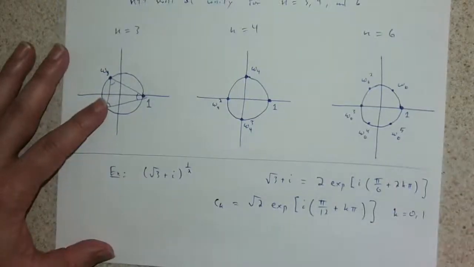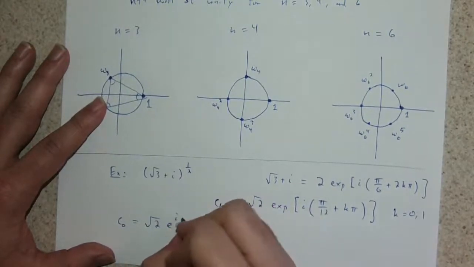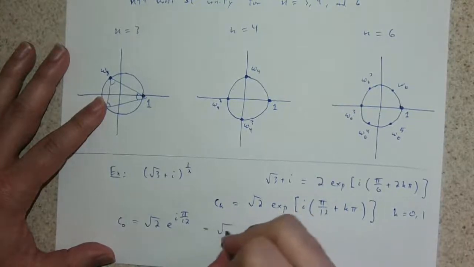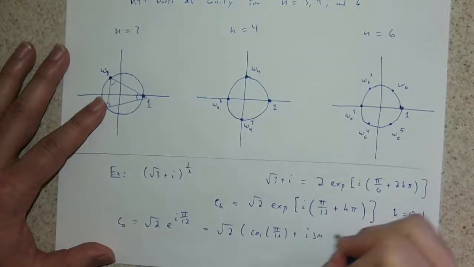And so then c sub 0, by Euler's formula, is square root of 2 times e to the i times pi over 12. So that is square root of 2 times cosine of pi over 12 plus i sine of pi over 12.